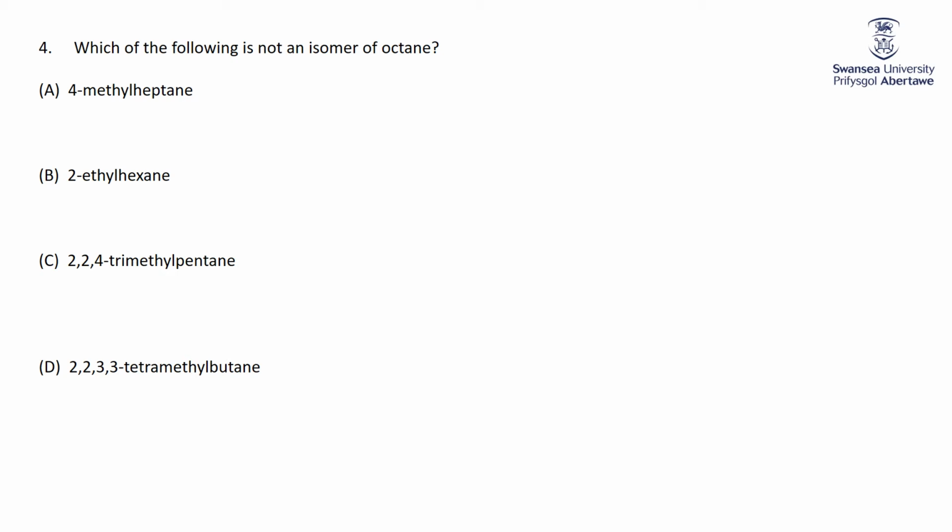Which of the following is not an isomer of octane? Well, that's octane. It's got 8 carbons and therefore 18 hydrogens, CnH2n+2. 2-Methyl heptane. Let's have a look at that. There's the heptane, 1, 2, 3, 4, 5, 6, 7. There's the methyl off it. Again, it's got 8 carbons, no problem. 18 hydrogens. 2-ethyl hexane, that's what this would be.